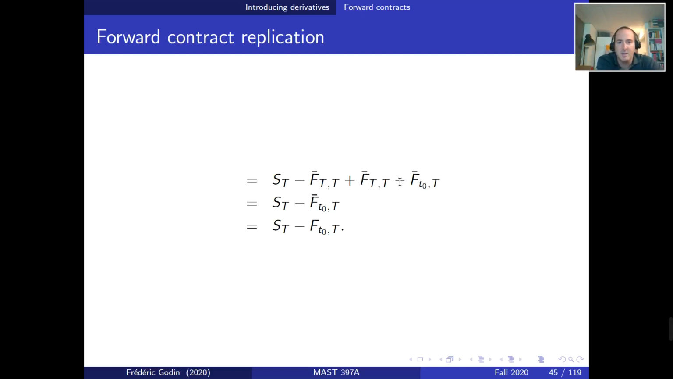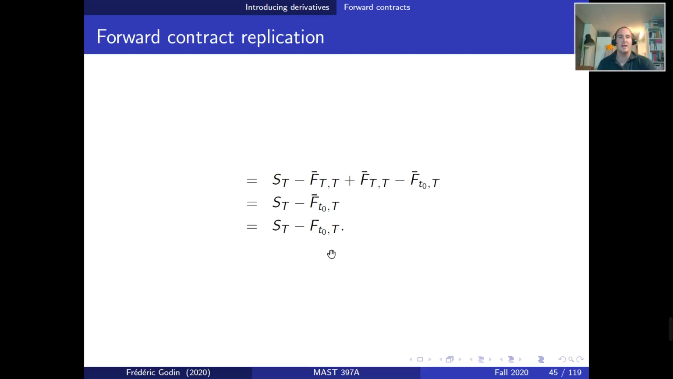These two guys cancel out. And here, the only two remaining terms are the first one and the last one. And we saw that the futures price at the time t0 must be equal to the forward price at time t0. So this is the theorem we just showed previously. And this is the payoff of a forward contract.